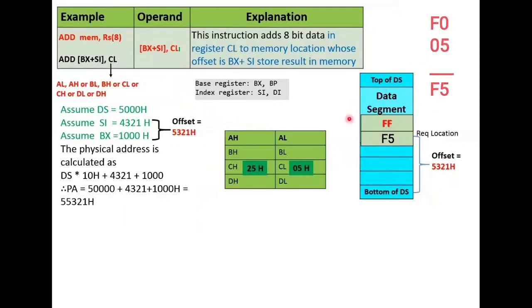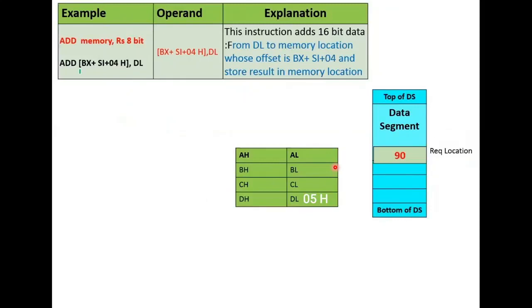That F5 we should store in the memory location, because see this instruction, this is the destination operand. So the result will be stored in the destination operand only. That's why here they have given that we will store the result in memory. So F5 will be stored in this memory location. I hope you understand this 8-bit addition.